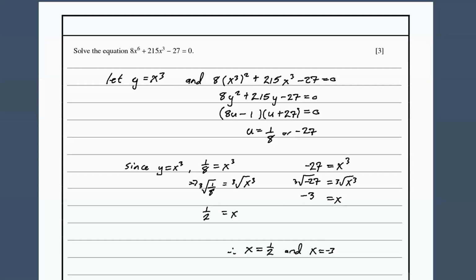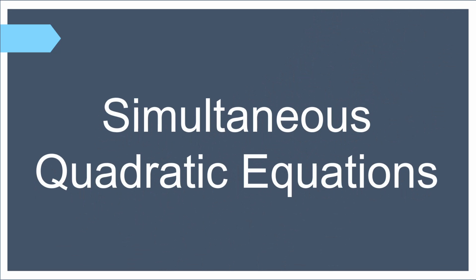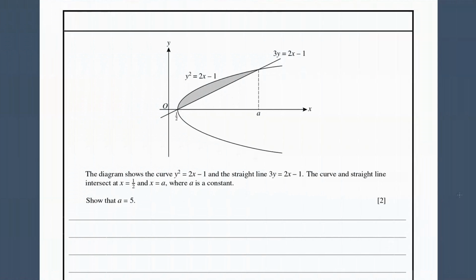We're moving on to the very last thing, which is simultaneous quadratic equations. We're just going to look at questions which involve simultaneous equations from past papers. So we are going to start with this particular question here. It says, the diagram shows the curve y squared is equal to 2x minus 1 and the straight line 3y is equal to 2x minus 1. The curve and the straight line intersect at x equals a half and x equals a, where a is a constant. Show that a is equal to 5.